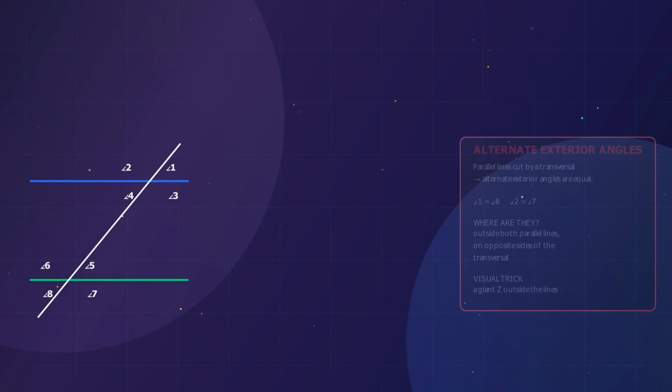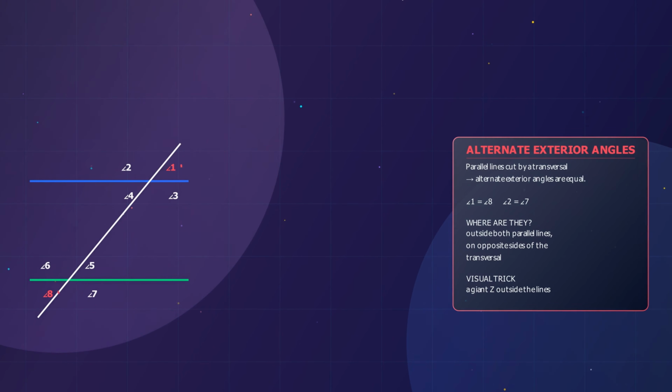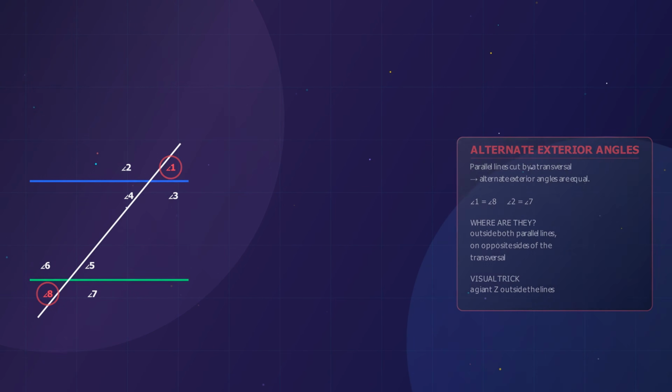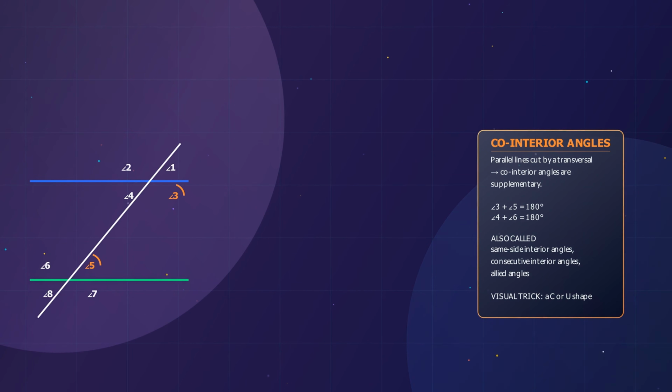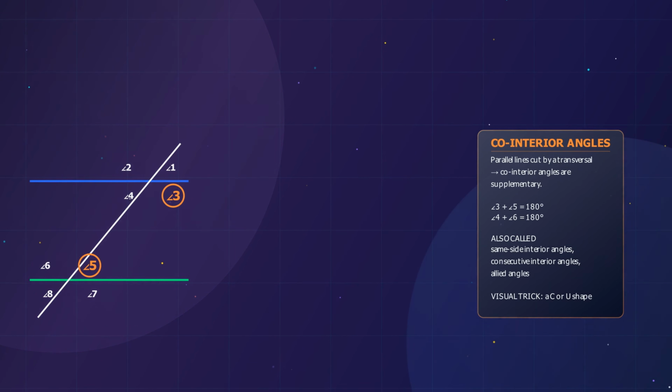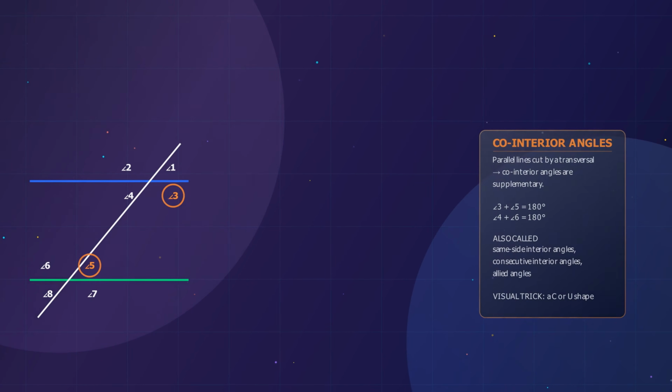The alternate exterior angles theorem. Outside both parallel lines, on opposite sides of the transversal, angle 1 equals angle 8. And finally, the co-interior angles. Unlike the others, these are not equal.